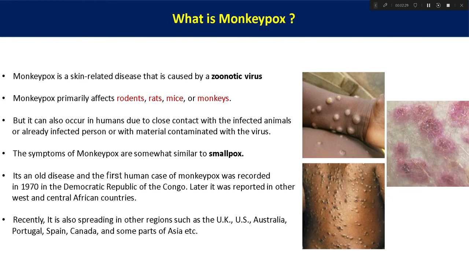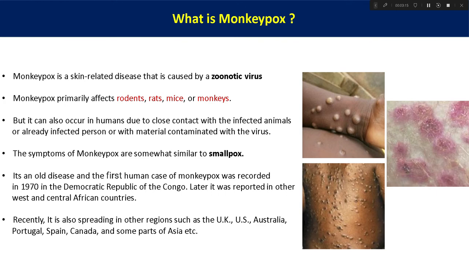Okay. Then the symptoms of monkeypox are somewhat similar to smallpox disease. Smallpox, you all know, is also a skin-related disease in which we get some rashes over the skin, and it also mostly occurs in children or young persons. So monkeypox is basically an old disease. It's not new. Okay, and the first human case of monkeypox was recorded in 1970 in the Democratic Republic of Congo. And even now, the majority of cases are actually occurring in the Democratic Republic of Congo region.